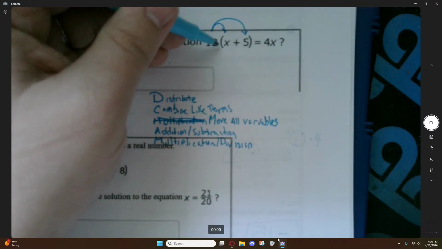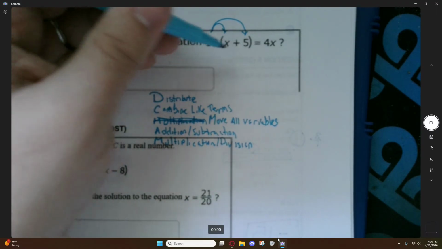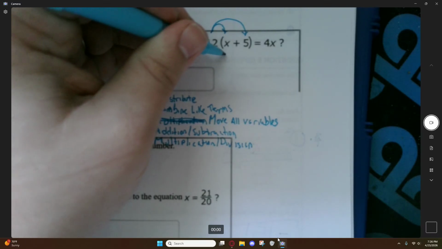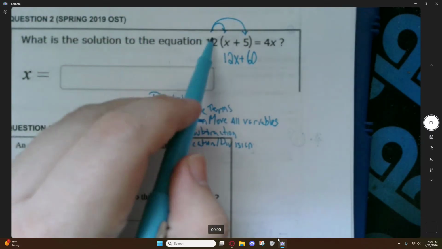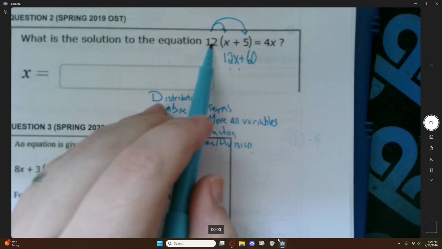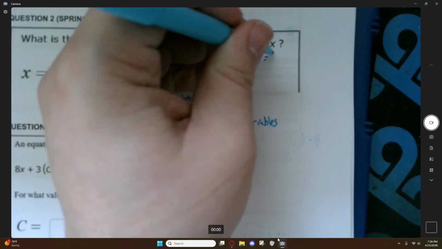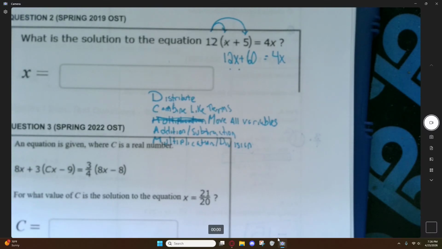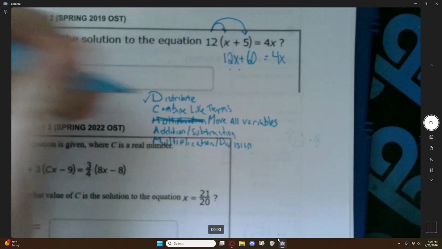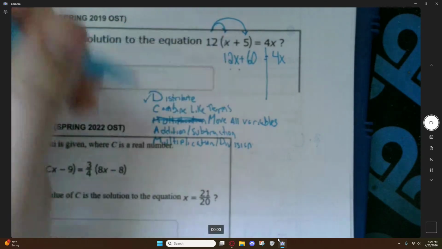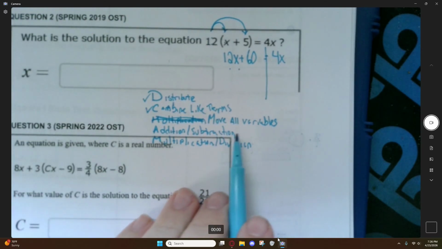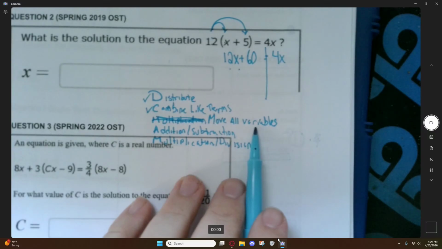So, first we distribute. We distribute this 12 to x plus 5. Remember, distribution is always multiplication. So you do 12x plus 60. That's 12 times x equals 12x, and 12 times 5 is 60, equals 4x. Combine like terms is our next step. There are no like terms to combine on the same side of the equal sign. So that's good.